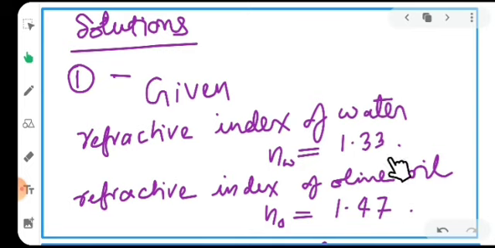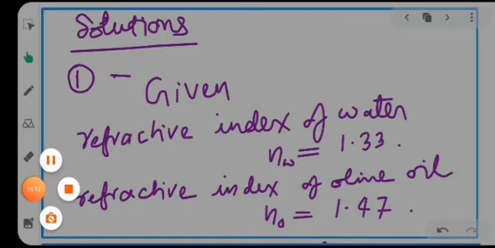As you can see, out of these two, water seems to be rarer and olive oil seems to be optically denser, because as I have mentioned previously, the optical density is just the refractive index. So you can see optical density increases with refractive index value.